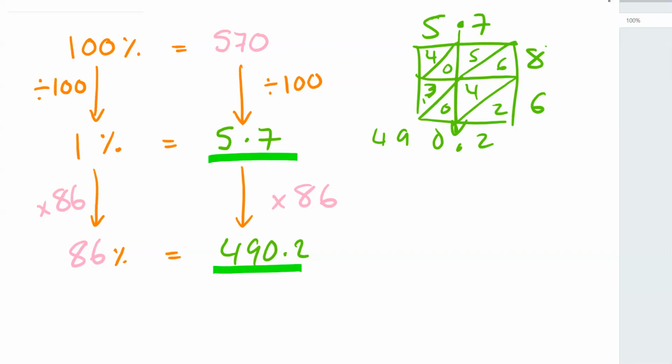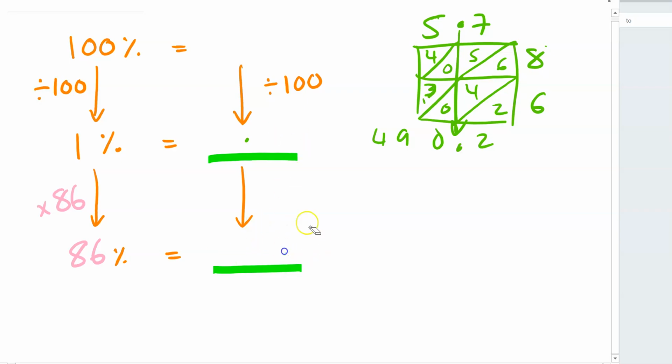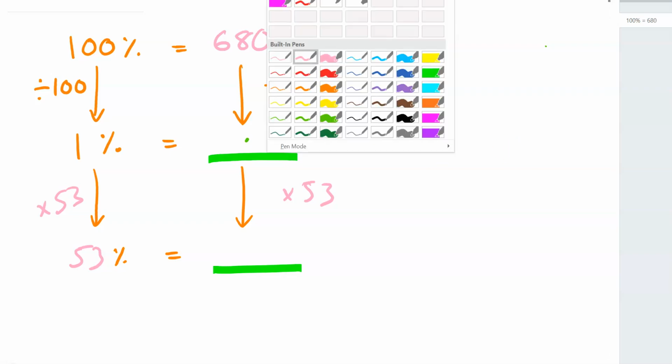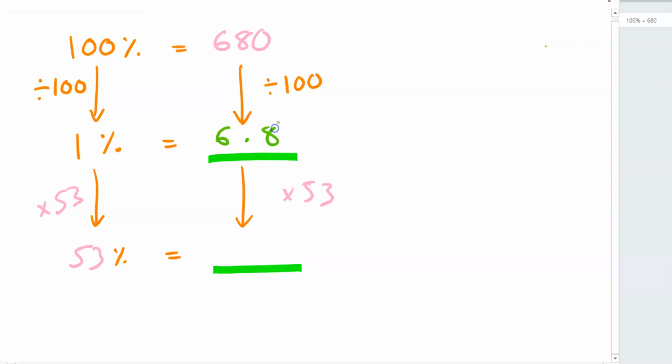53% of 680. So that's going to change, which means that changes. I've forgotten the percentage already. I know it was 680. What was it, 57? 53. So the calculation is 680 divided by 100 is 6.8. So I need to do 6.8 times 53.